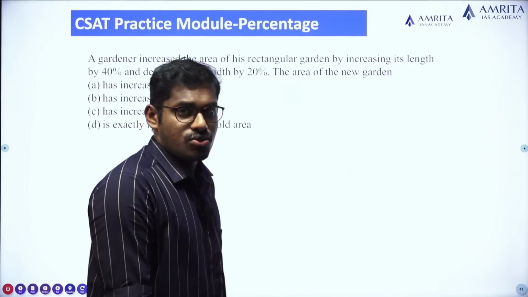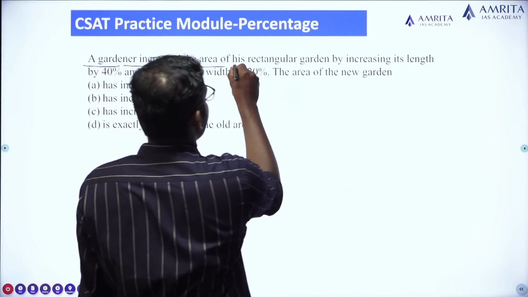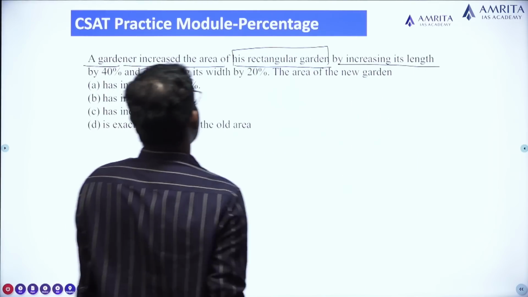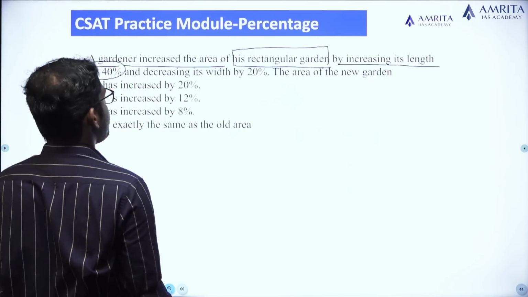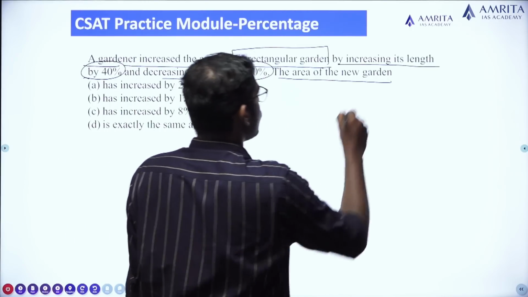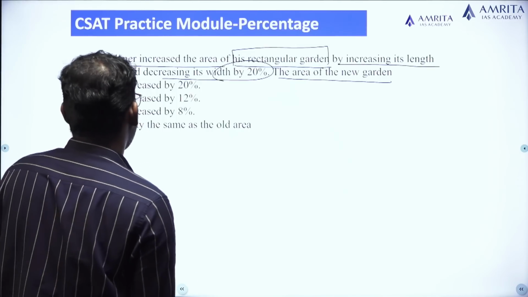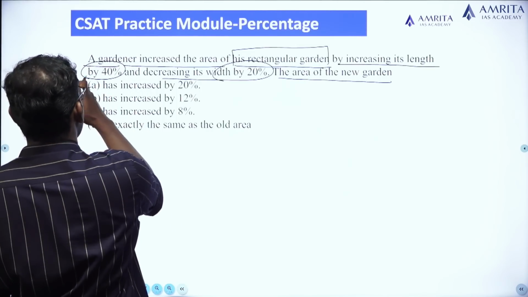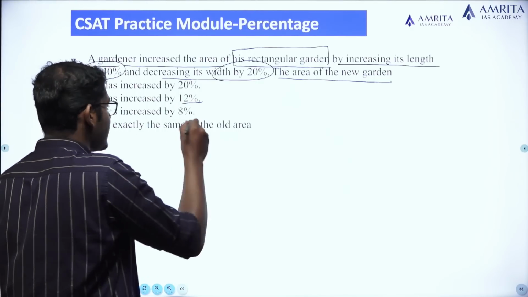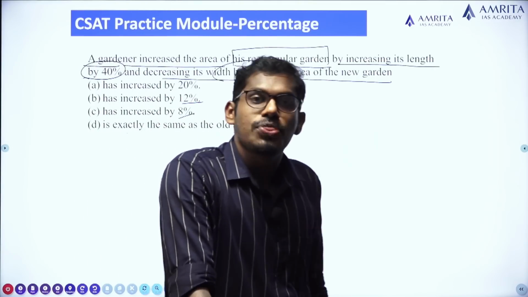Clear? Okay. So the first question is: a gardener increased the area of his rectangular garden by increasing its length by 40% and decreasing its width by 20%. The area of the new garden: Option A, increased by 20%. Option B, increased by 12%. Option C, increased by 8%. Option D, exactly the same as the old area.